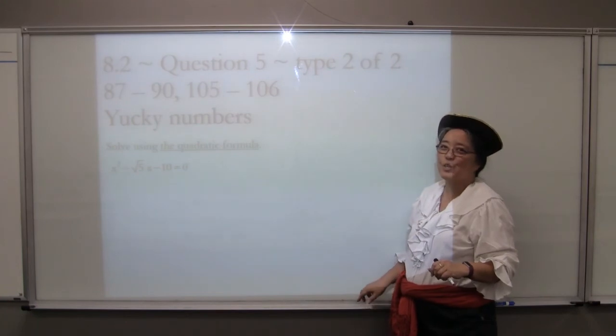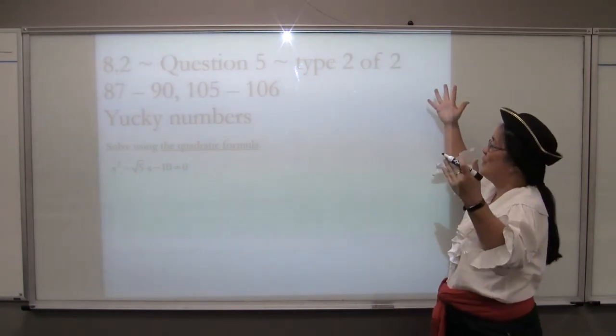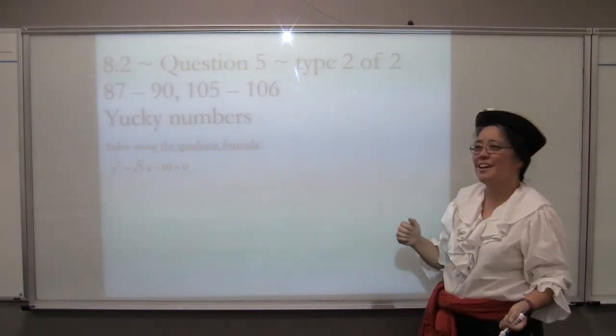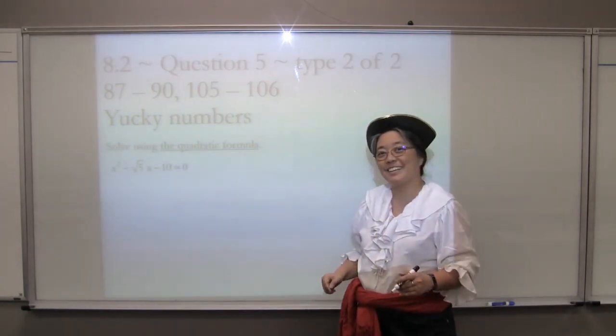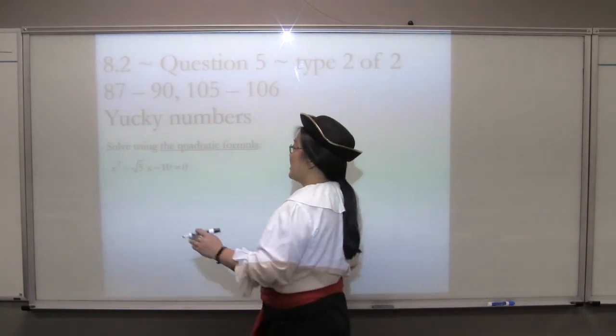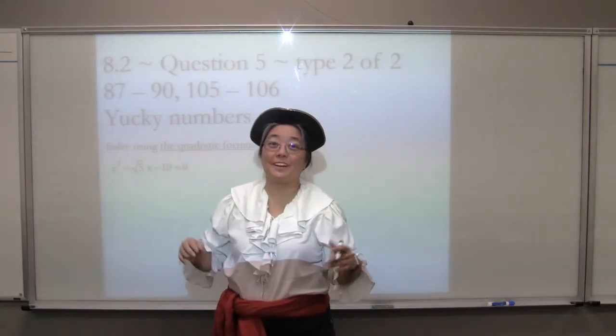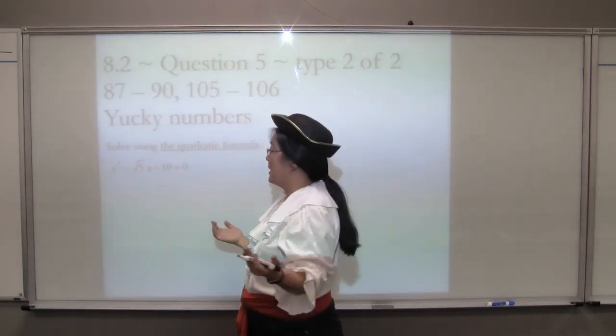Chapter 8, Section 2, Question 5, Type 2 of 2. Yucky numbers. It's not really that bad. Is it really yucky? Let's take a look. Solve using the quadratic formula. Hey, we know the quadratic formula.